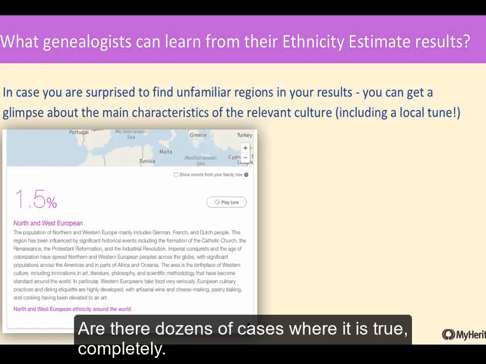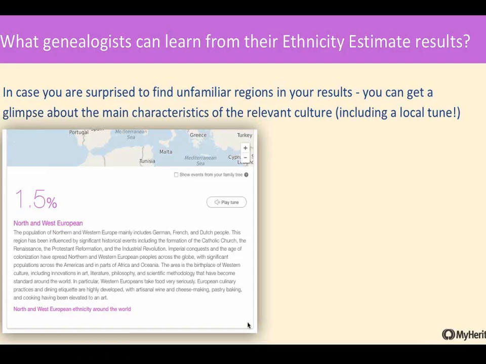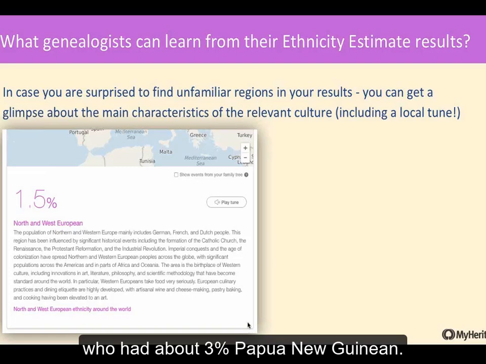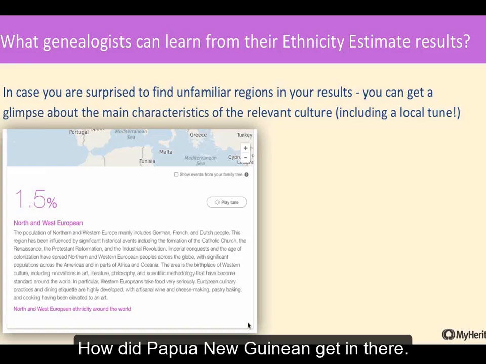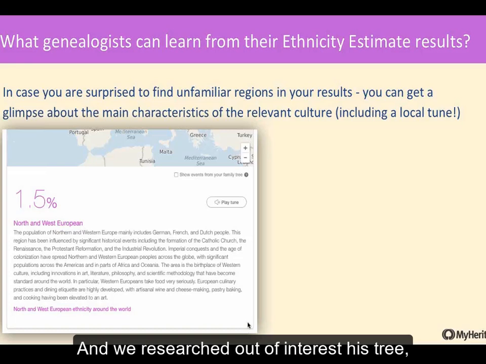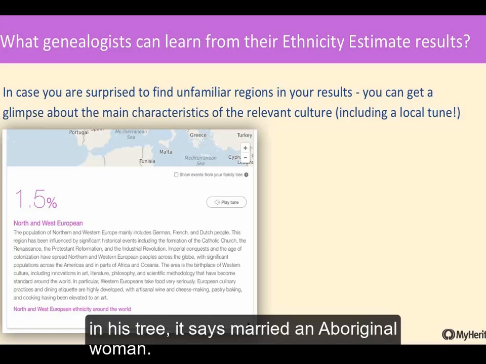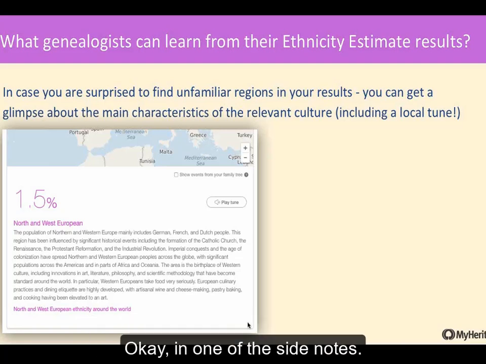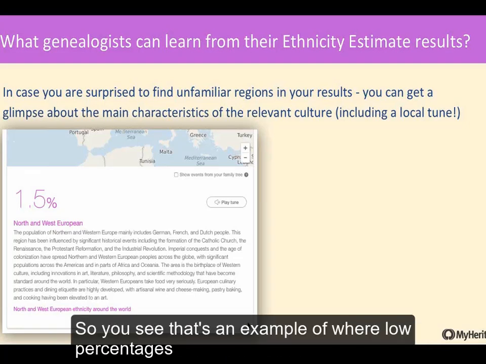Are there dozens of cases where it is true? Completely. Not a while ago, we had an Australian user who had about 3% Papua New Guinean. And he said, "Hey, I'm Australian 100%. How did Papua New Guinea get in there?" And we researched his tree out of interest. We saw that his great grandparent in his tree, it says, married an Aboriginal woman. Okay, in one of the side notes. And boom, Aboriginal Australian is very similar to Papua New Guinean in DNA. And so that's an example of where low percentages can be true.